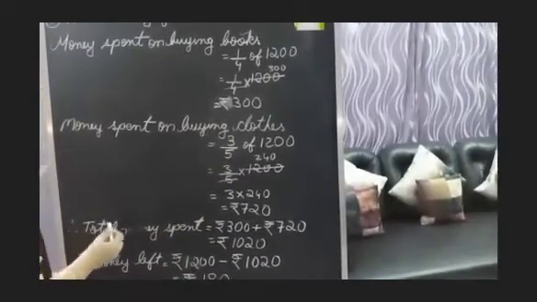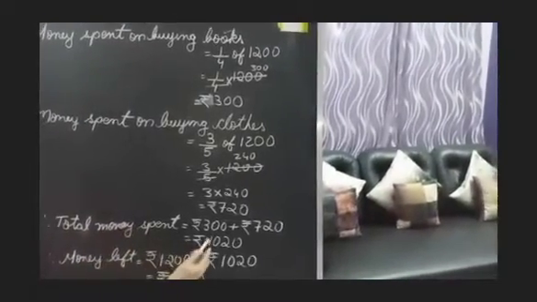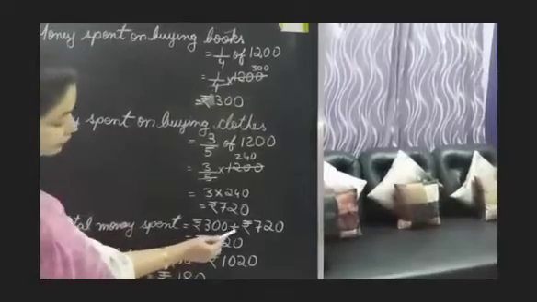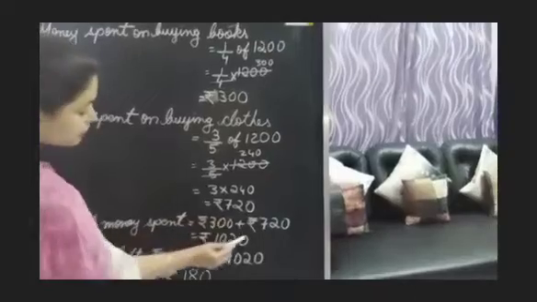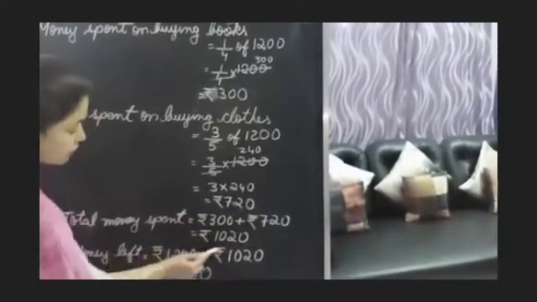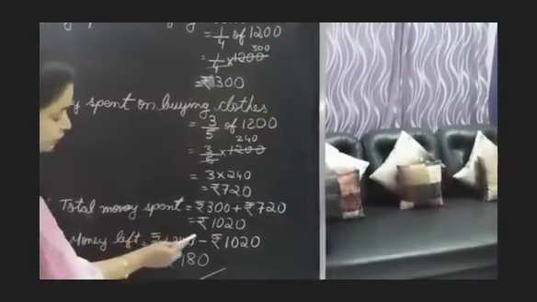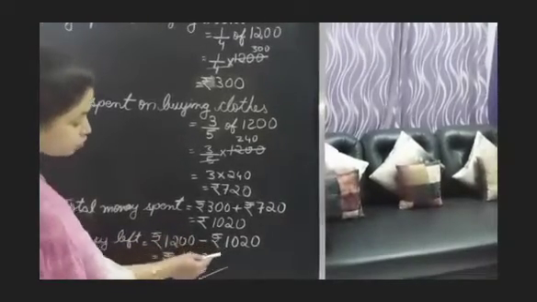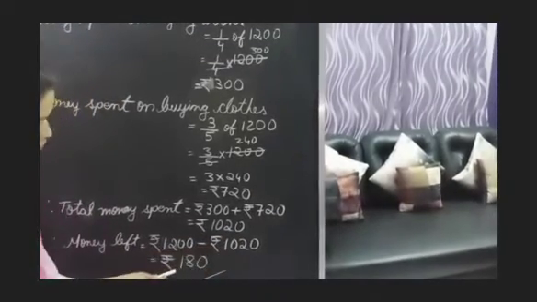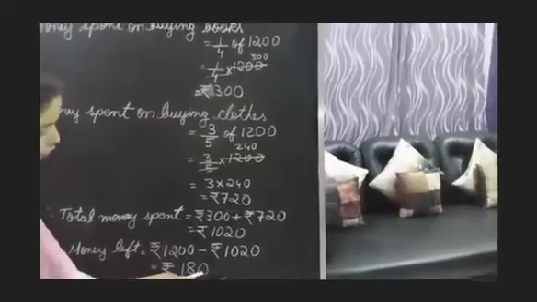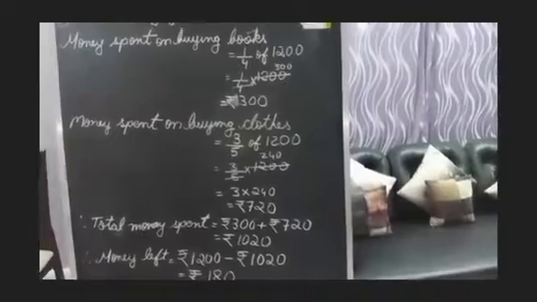So total money spent is equal to rupees 300 plus 720, that is 1020. So therefore the money left is equal to this total money which was given minus this total money spent on buying the books and the clothes. So the answer you will get is rupees 180. Now we will proceed to question number 8.